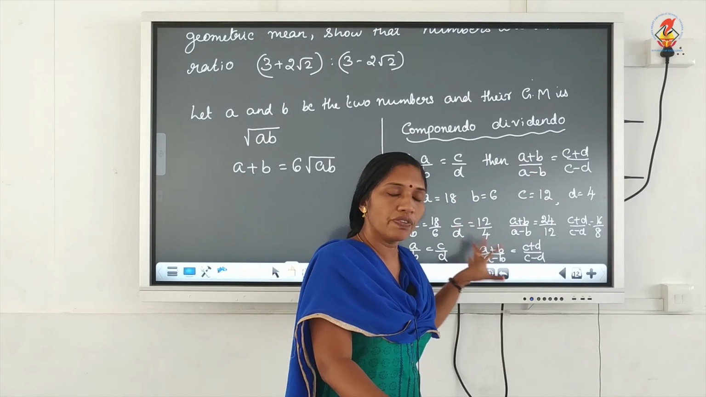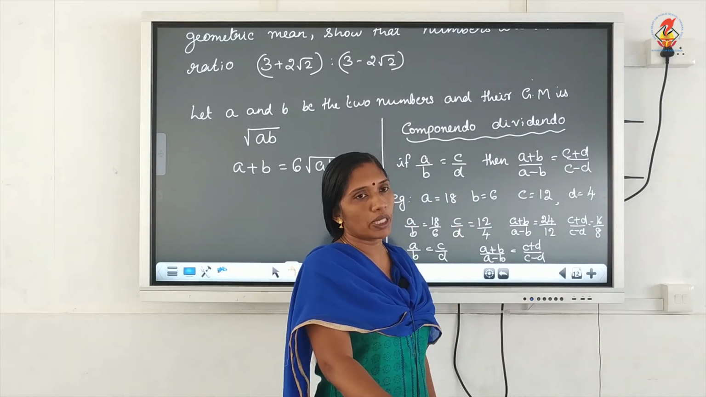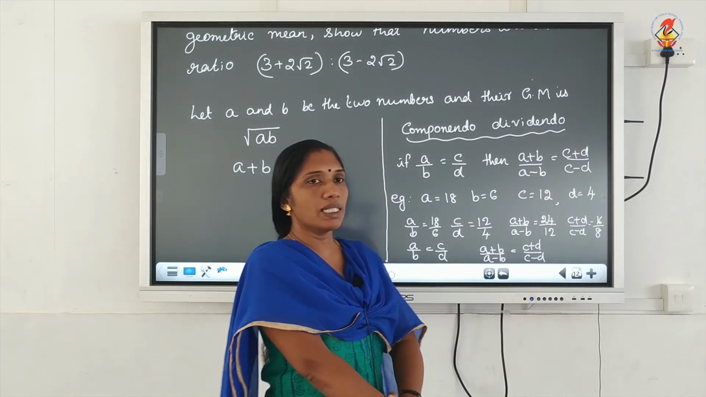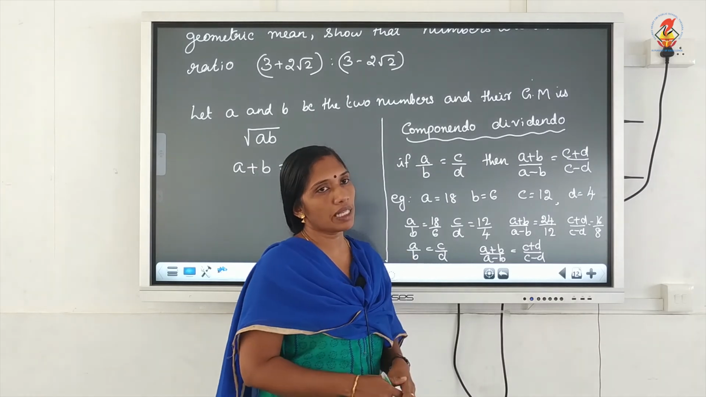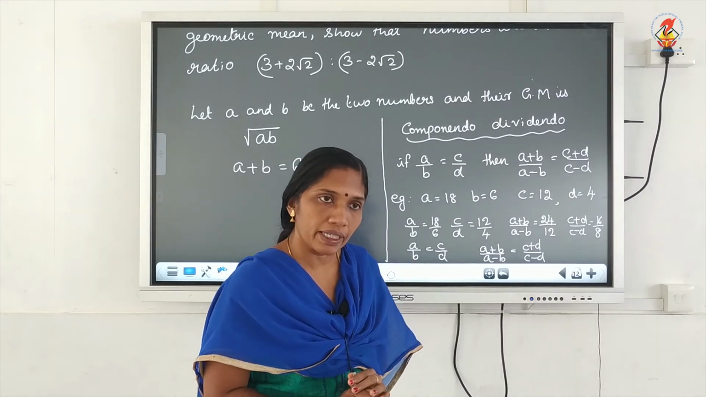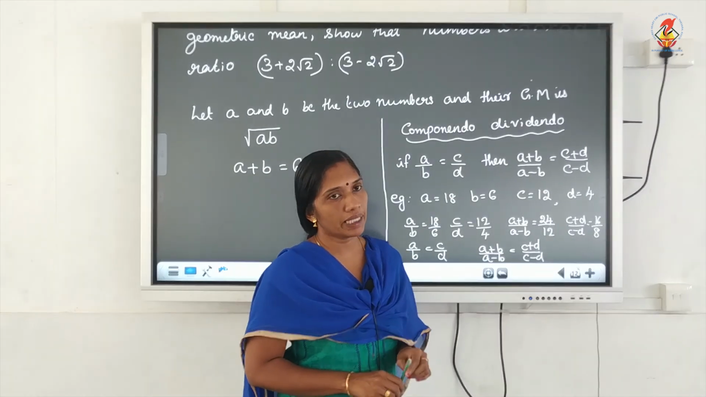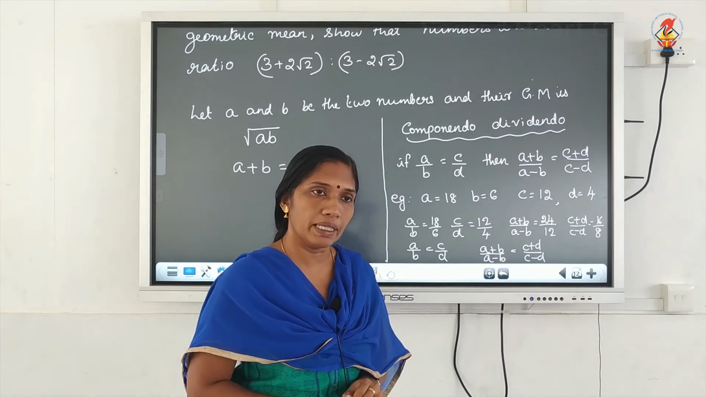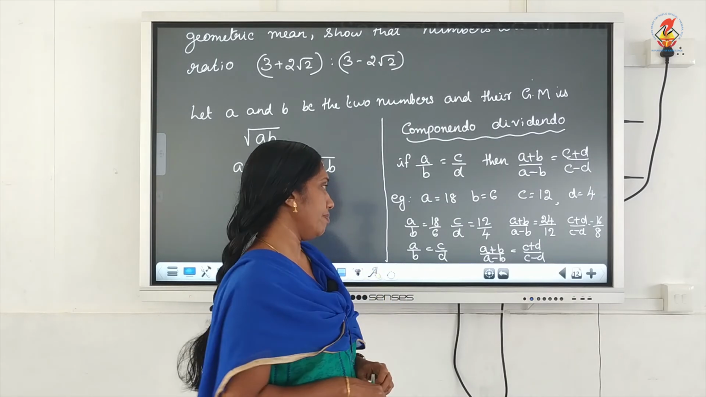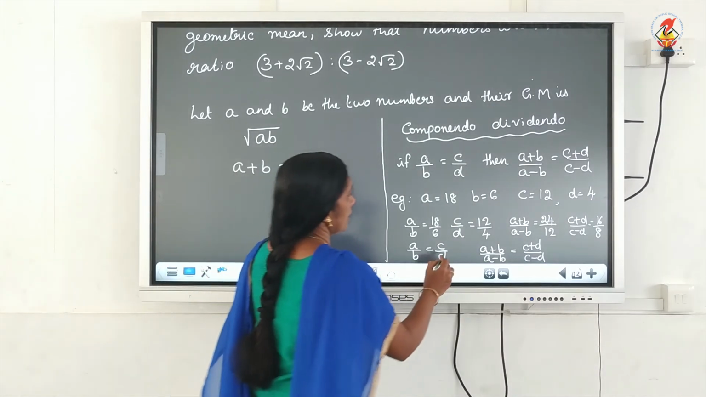The name of this particular property is componendo dividendo. So the property is like this: if a by b equals c by d, then you can write a plus b by a minus b is equal to c plus d by c minus d.